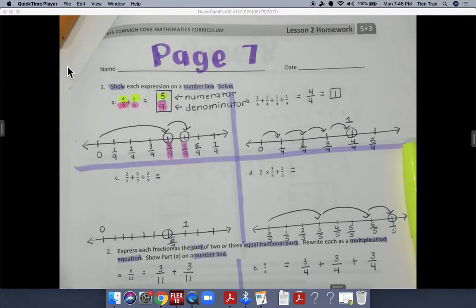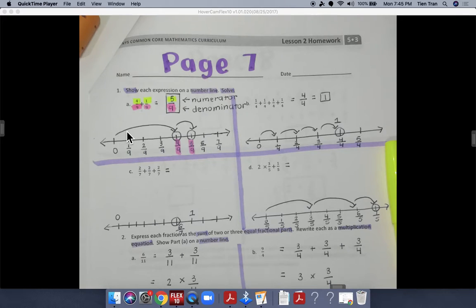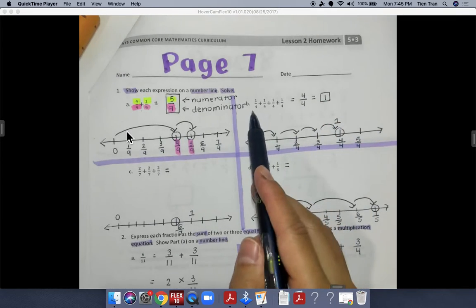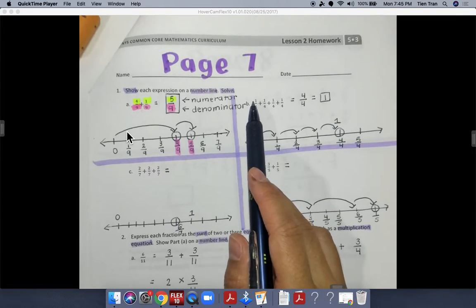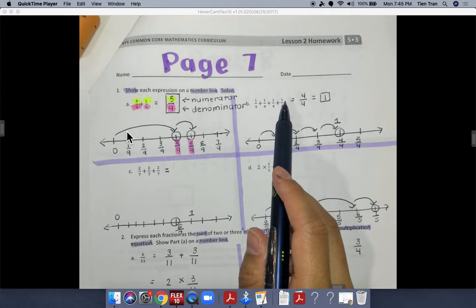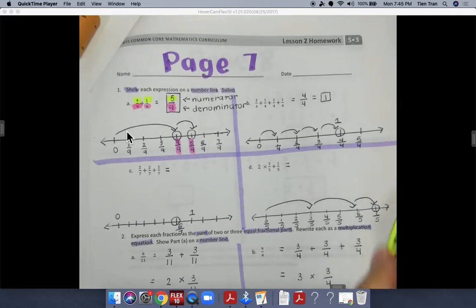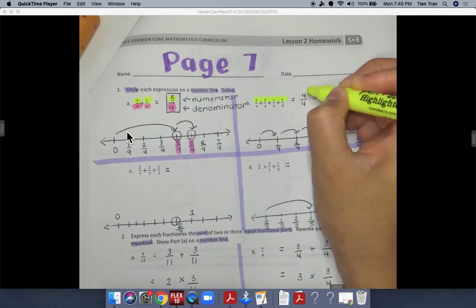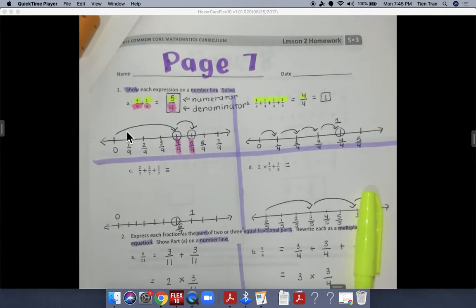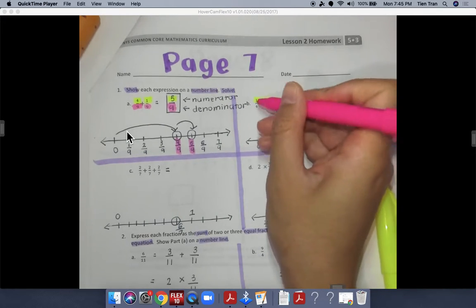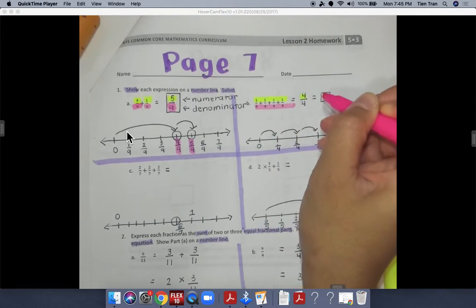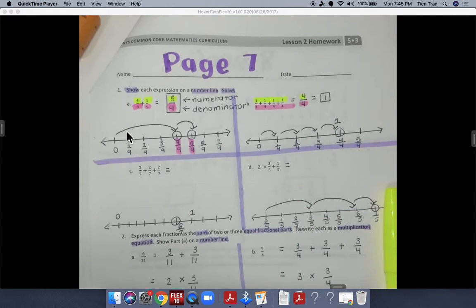Wow, that's kind of hard to see. Now on this side, for problem B, they're asking you to add 1/4 plus 1/4 plus 1/4 plus 1/4. And 1 plus 1 plus 1 plus 1 is equal to 4. Okay? And on the bottom, you don't change that number. 4 stays the same. It does not change at all.